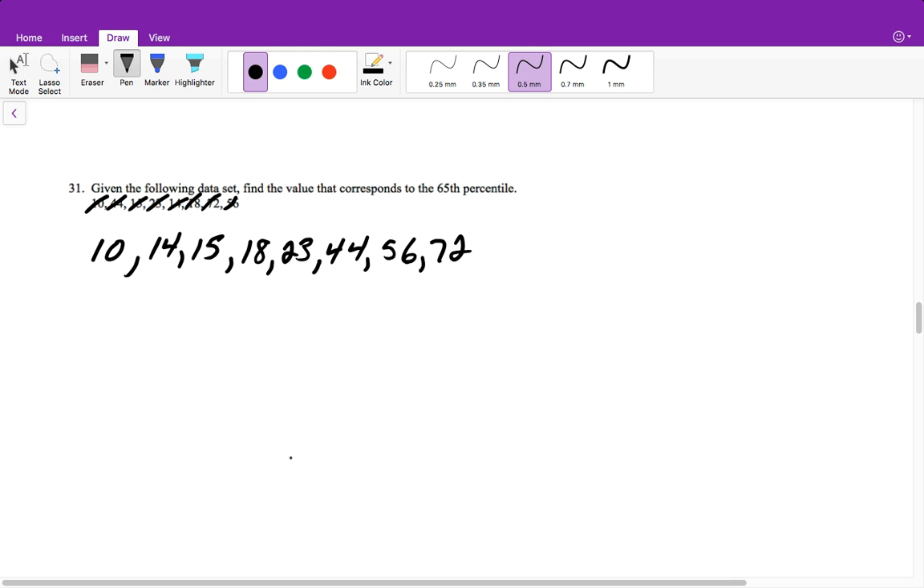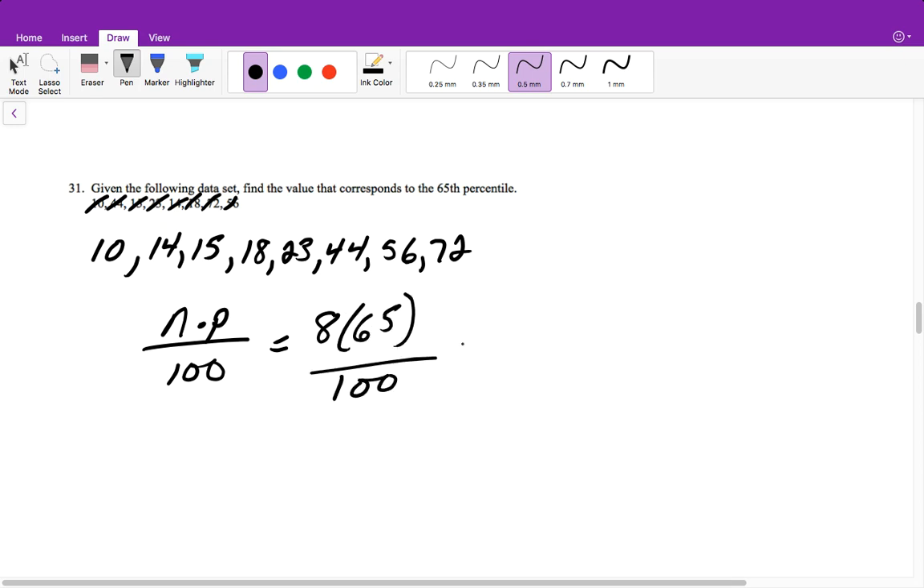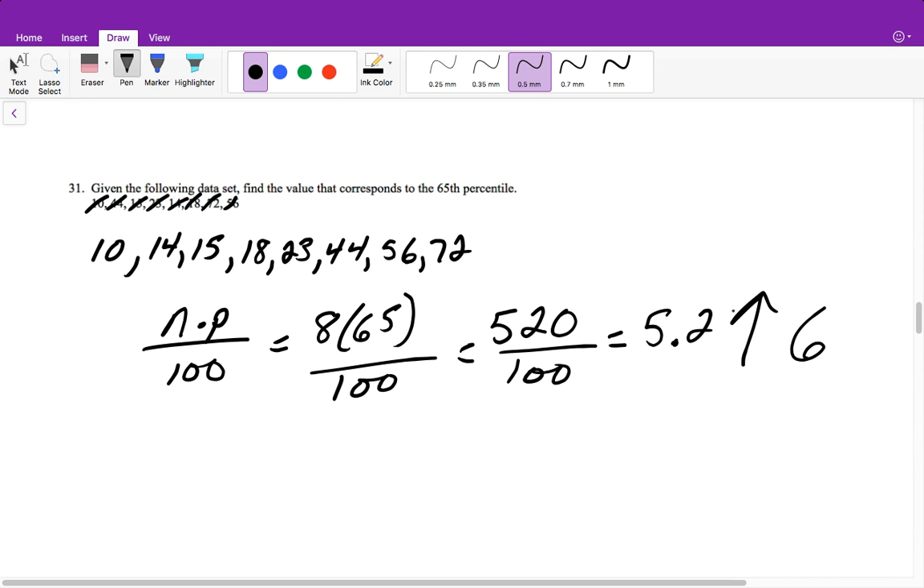Now, this formula you will also get. So n, which is the number of data that we have, times p, which is the percentile that we want, divided by 100. So in this case, we have 1, 2, 3, 4, 5, 6, 7, 8. We want a 65th percentile divided by 100. Well, 8 times 65, so this will then be 480 plus 40, so 520. Divided by 100, which is equal to 5.2. Since this was a decimal, you always round up. And it rounds up to 6. So that tells us what number we need to go to. So 1, 2, 3, 4, 5, 6. So that means our 65th percentile is the number 44. So our answer for this is 44.